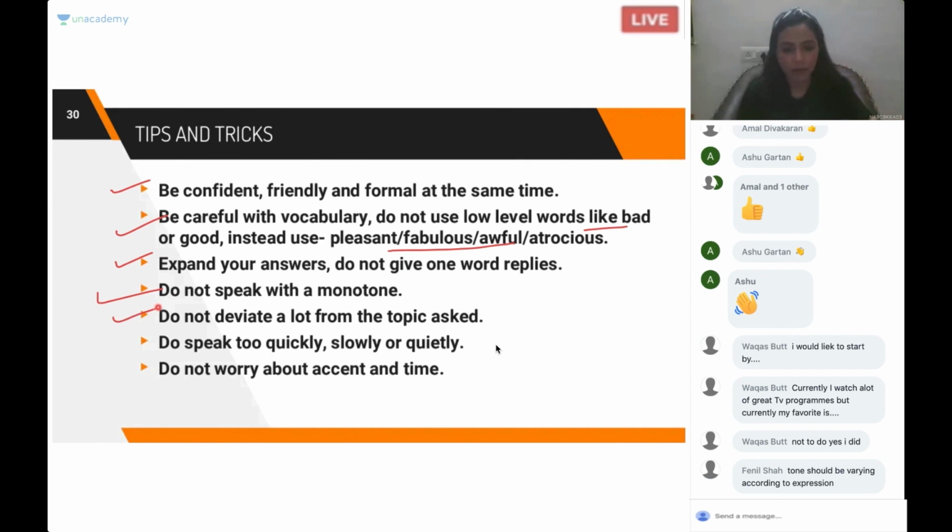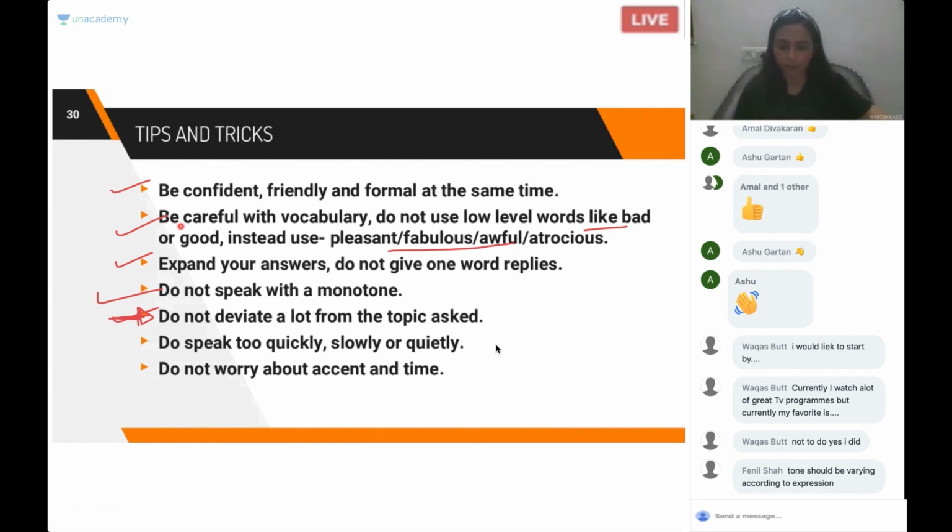Exactly. Good one. Do not deviate a lot from the topic asked. Sorry about that. If you're not very familiar with the topic and you're not feeling comfortable, you do not need to go right for it. Do not deviate a lot. You can just deviate a little bit, right?